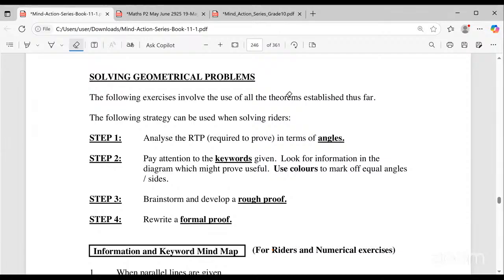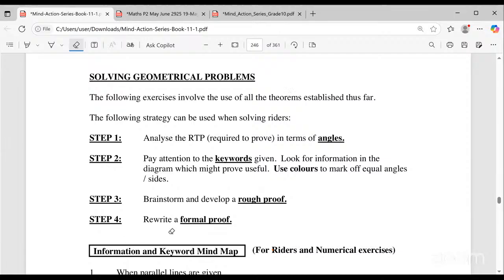Cyclic quad. If you are required to prove a cyclic quad, you need to know the properties of a cyclic quad. The property is that opposite angles of a cyclic quad are supplementary. The other one is that the exterior angle of a cyclic quad is equal to the interior opposite angle, or the bow tie shape, angles in the same segment.